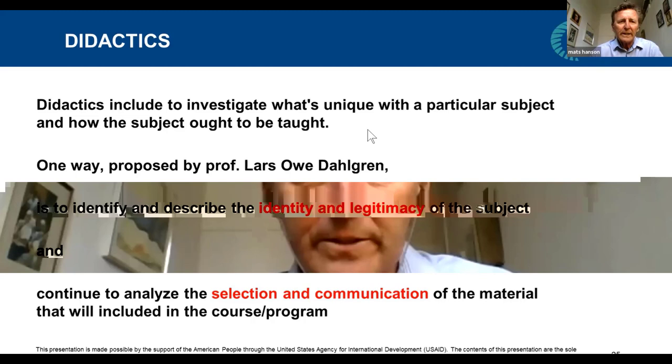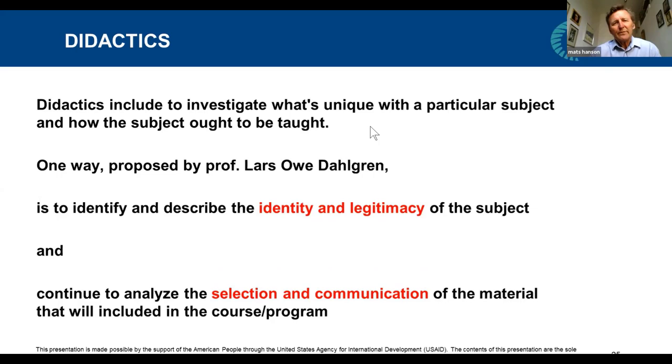So he investigated what is unique with a particular subject and how the subject should be taught or ought to be taught. So in a very, very brief way, he did work to identify and describe the identity and the legitimacy of the subject to be taught, and continued to analyze the selection and communication of the material that will be included in the program. So this is what we do.